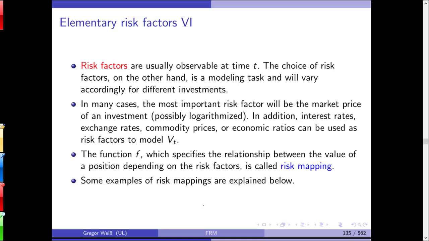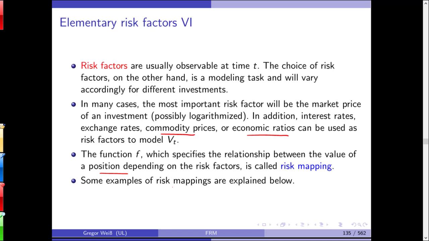And in some cases, this is very simple. And in some cases, this is more complex. And it could also be that we use an approximation, that we try to simplify this function f in order to be able to calculate the losses in an easier way than would be realistic. What could be risk factors? Interest rates, exchange rates, commodity prices, economic ratios, everything that is supposed to drive prices of investments. And this function f that specifies the relation between the value of a position and the elementary risk factors. This is what we call risk mapping.